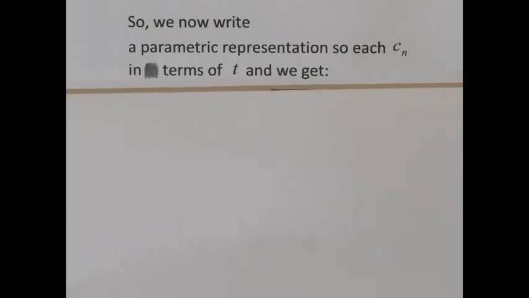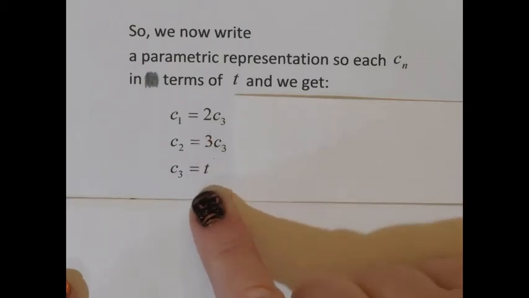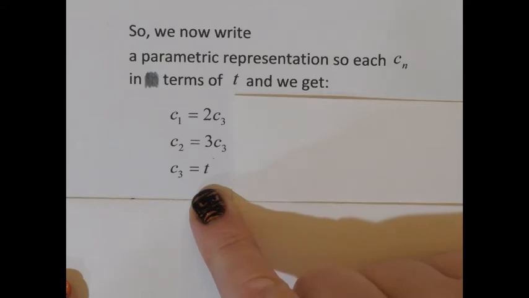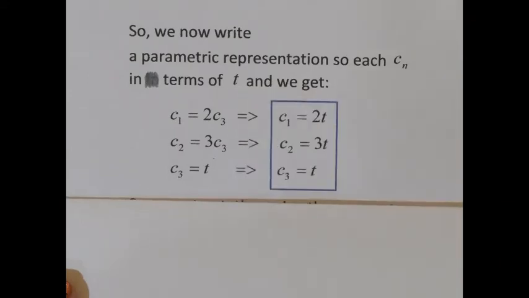So now we can write a parametric representation. Each of our C sub n's, in other words C1, C2, C3, can be written in terms of t, and we will get the following. Again, here is what we had. C1 is 2C sub 3, C2 is 3C sub 3, and C sub 3 we're going to let equal t since that is our free variable. Replacing C sub 3 with t, we get C1 is 2t, C2 is 3t, and of course C3 is t.